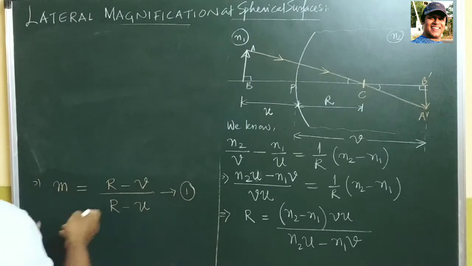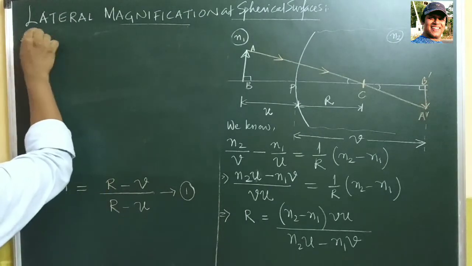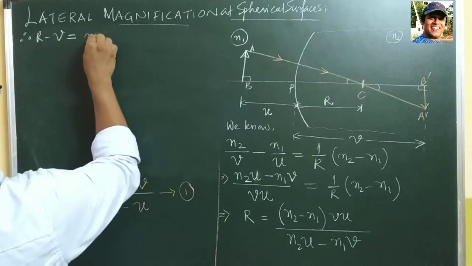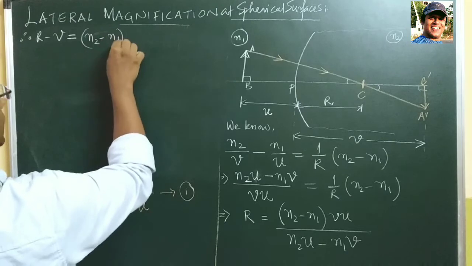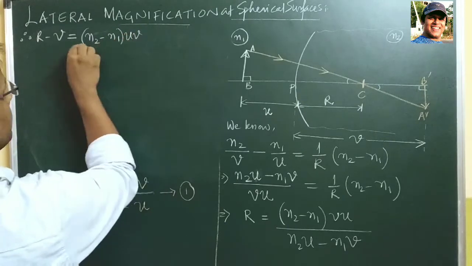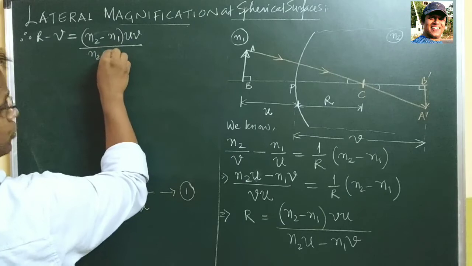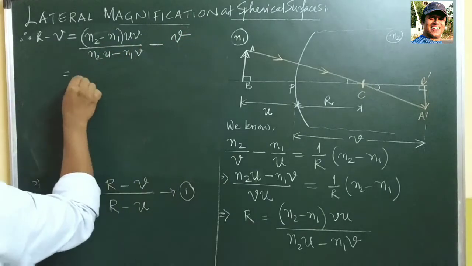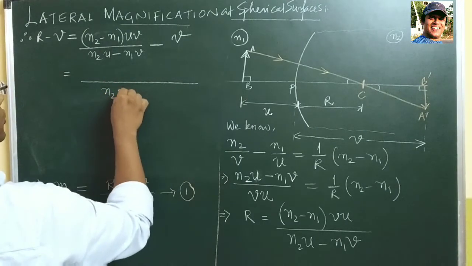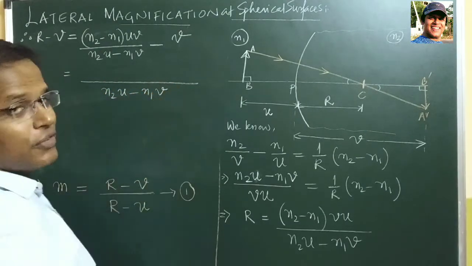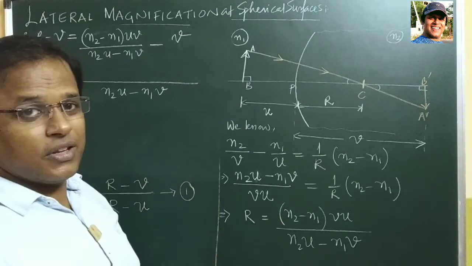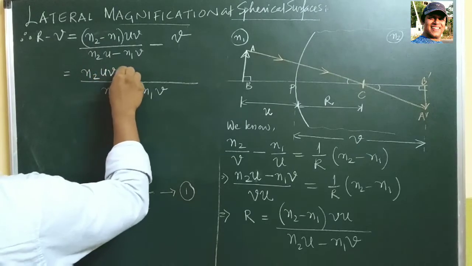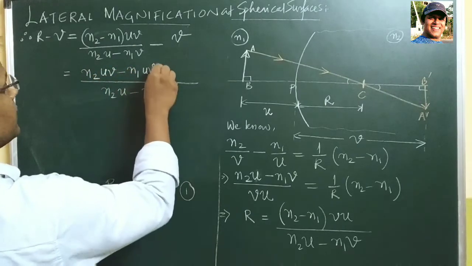So therefore, I did not rub this off. I need that equation. Therefore, R minus V फटक से बनाते हैं. R is this. It's a big thing there. N2 minus N1 into UV by N2U minus N1V minus V. So you end up getting all these things. N2U minus N1V. If you suddenly end up coming into this class and write it somewhere in the middle, you will be getting stuck. Okay? डर जाओगे बेकार में. So definitely watch it right from the beginning.